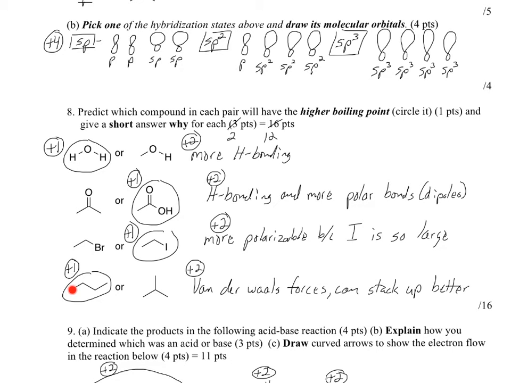And then here, a straight chain butane versus a butane that's more branched. This would have stronger van der Waals interaction, more stacking. So it's going to have a higher boiling point for that.